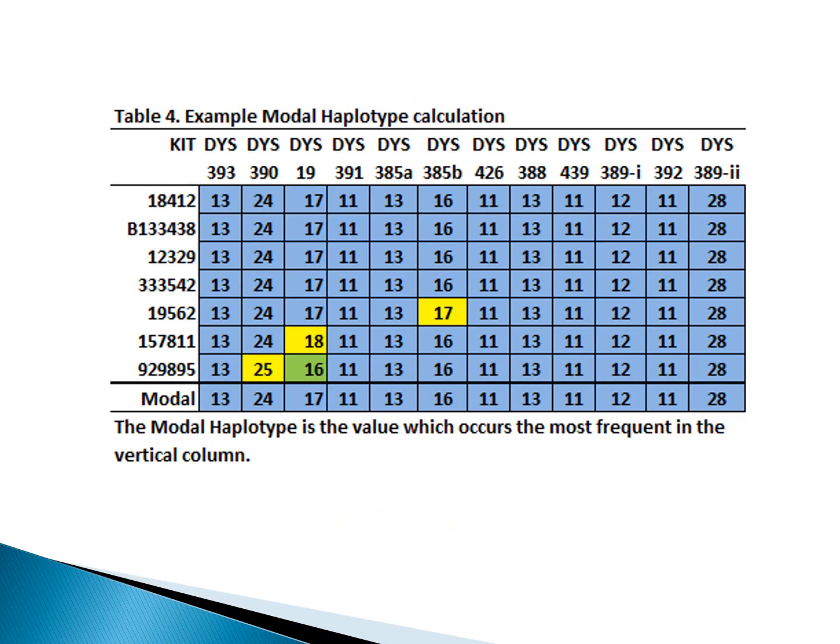Table 4 shows the haplotypes or marker values for all the male testers in Group 1 in the Standish DNA project. This introduced the term modal, which just means a value that occurs the most frequently. Marker 393, for instance, has all 13s. Marker 391 has all 11s. Marker 392 has all 11s, and so forth. Theoretically, this modal value may represent the values of the common ancestor for the entire group.